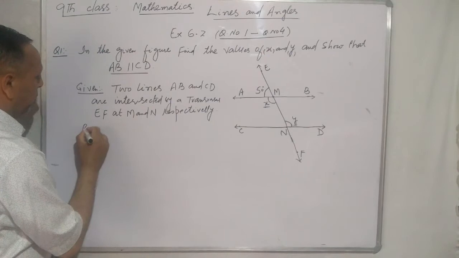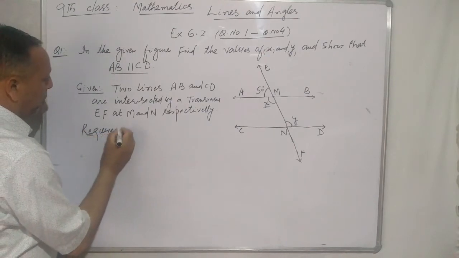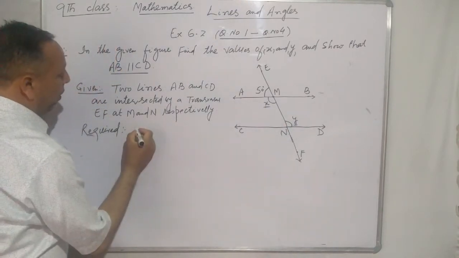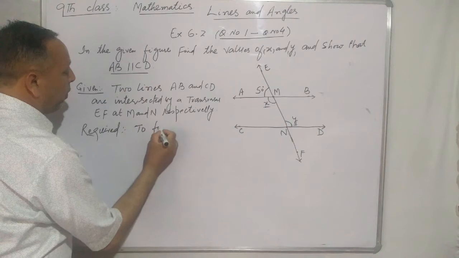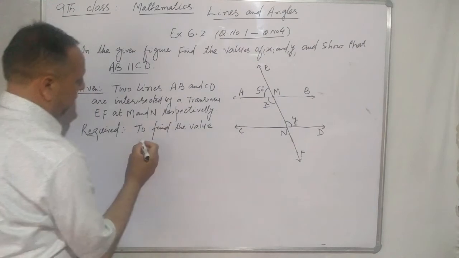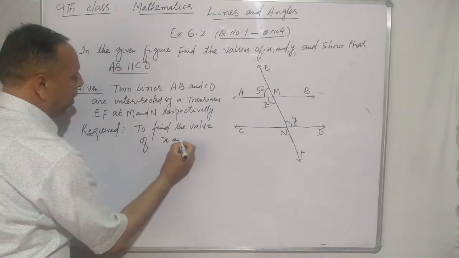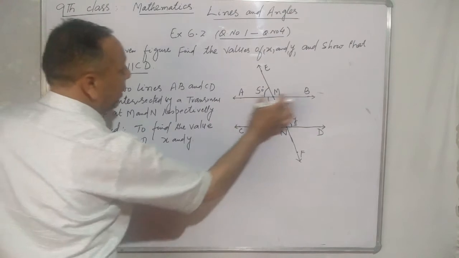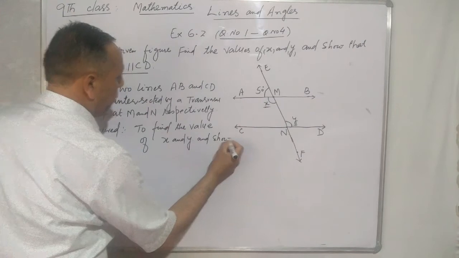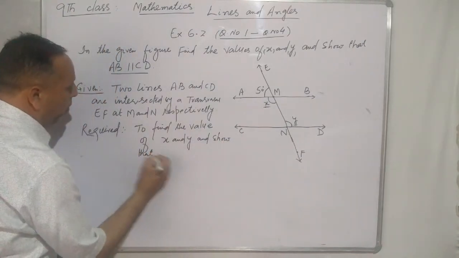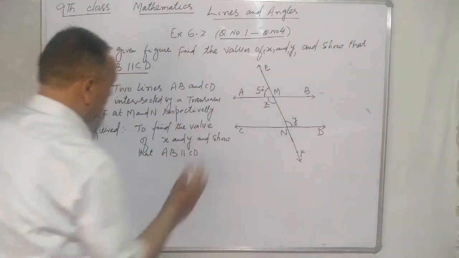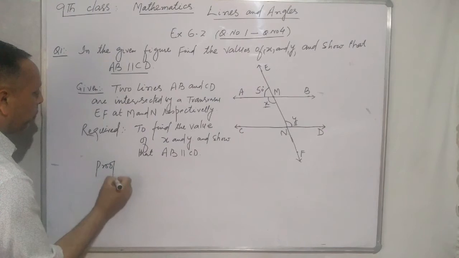Now what is required: we have to find the values of angle x and angle y, and also show that AB is parallel to CD. This we have to do. So let us see the proof.